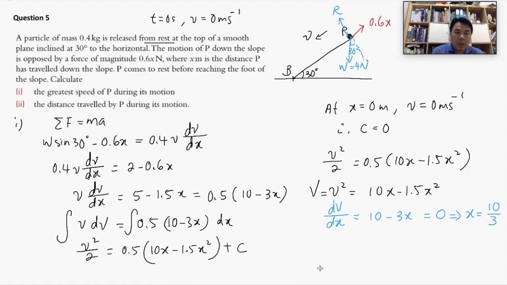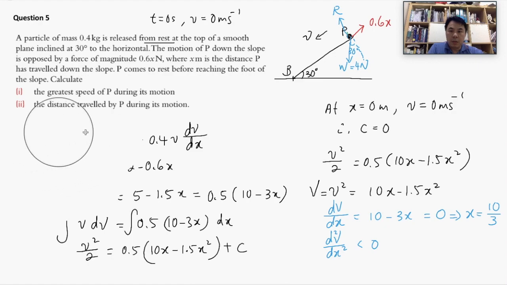Okay. We know that this is the greatest speed because the second derivative is less than 0. Therefore, when x is equal to 10 over 3, its speed is maximum. So let's try to find its maximum speed.